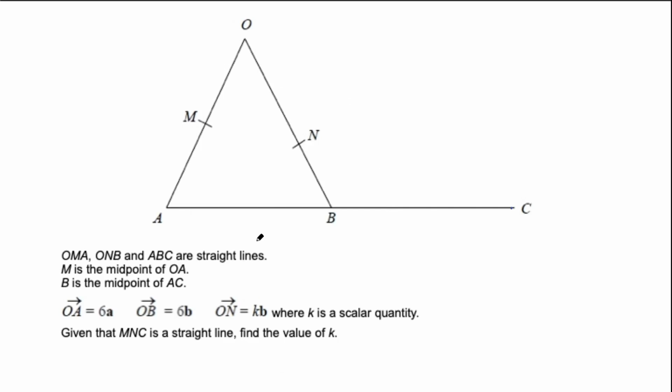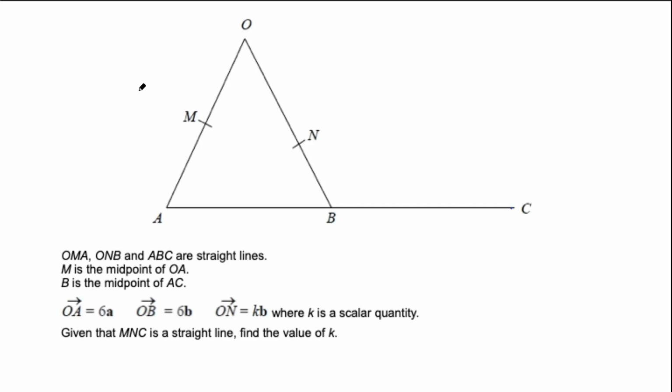Here is a vectors problem from a topic test on vectors. I'll attach the topic test in the description. But this question says OMA, ONB and ABC are straight lines. M is the midpoint of OA, B is the midpoint of AC, OA equals 6a, OB equals 6b and ON equals kb, where k is a scalar quantity. Given that MNC is a straight line, find the value of k.